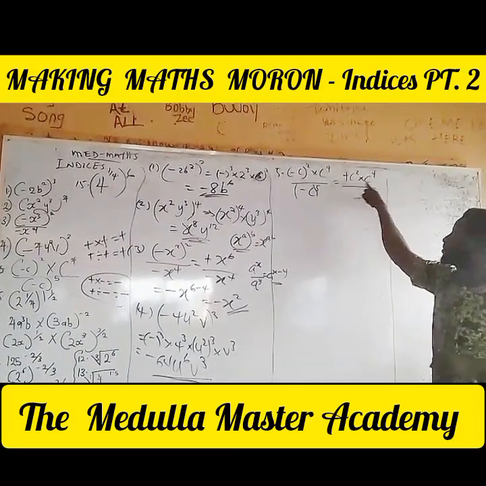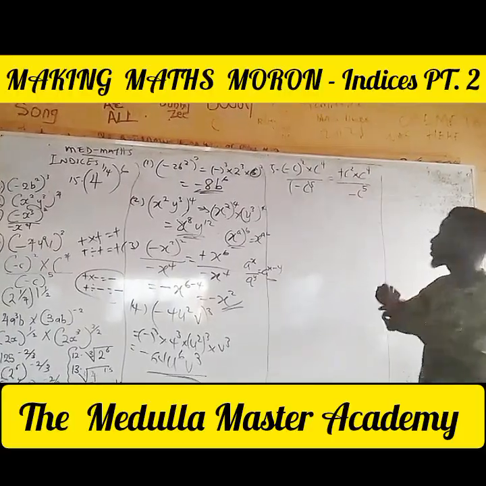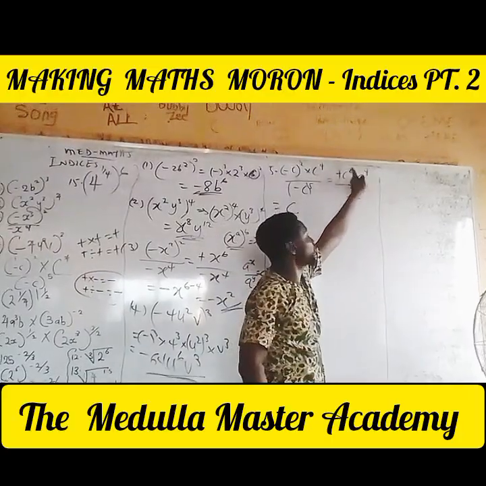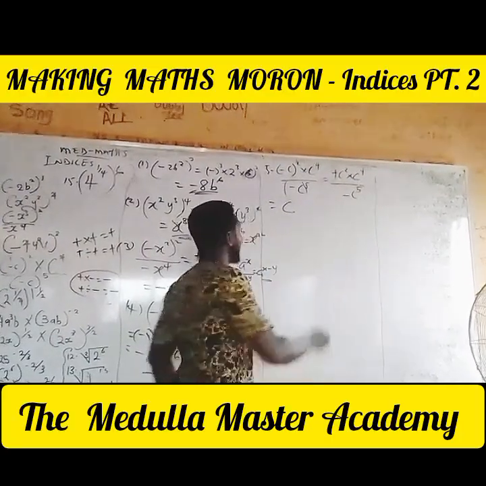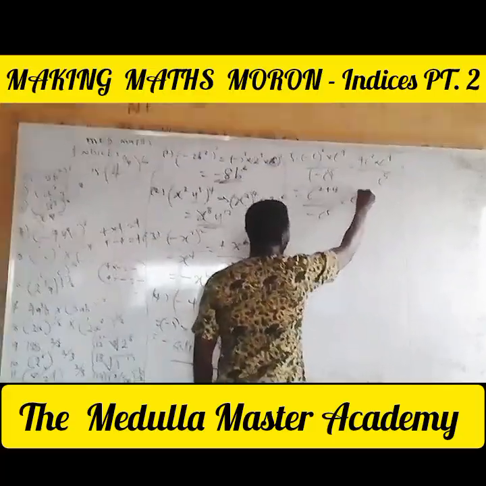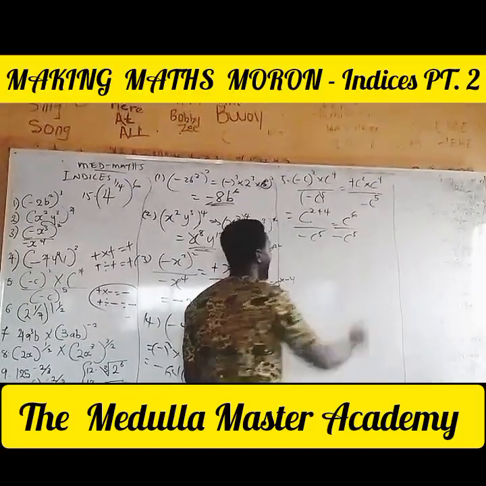So that is it. Now, this is where we now apply your indices. You know, they now have the same base. c raised to power 2 times c raised to power 4. So what do we do? We pick one of these, c, and then because it is times, we add the powers. So that's 2 plus 4 all over minus c raised to power 5. So that's c raised to power 6 over minus c raised to power 5.